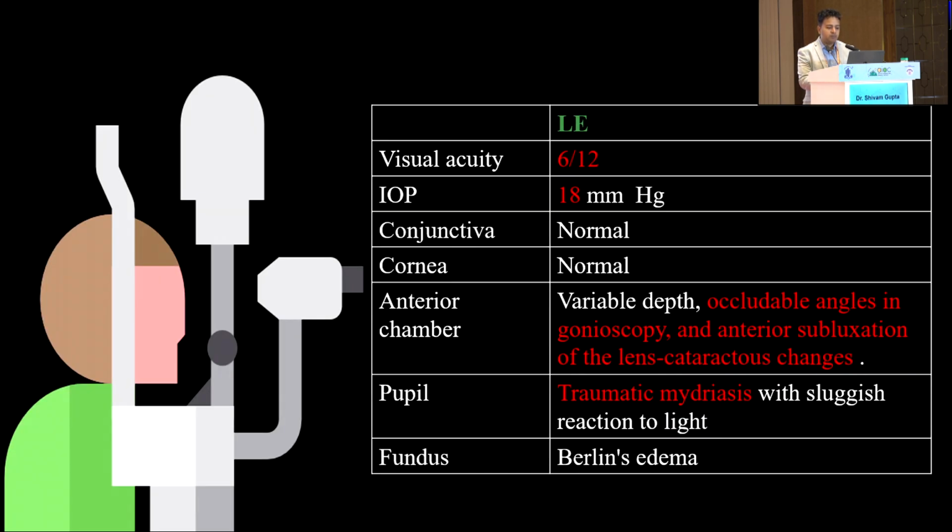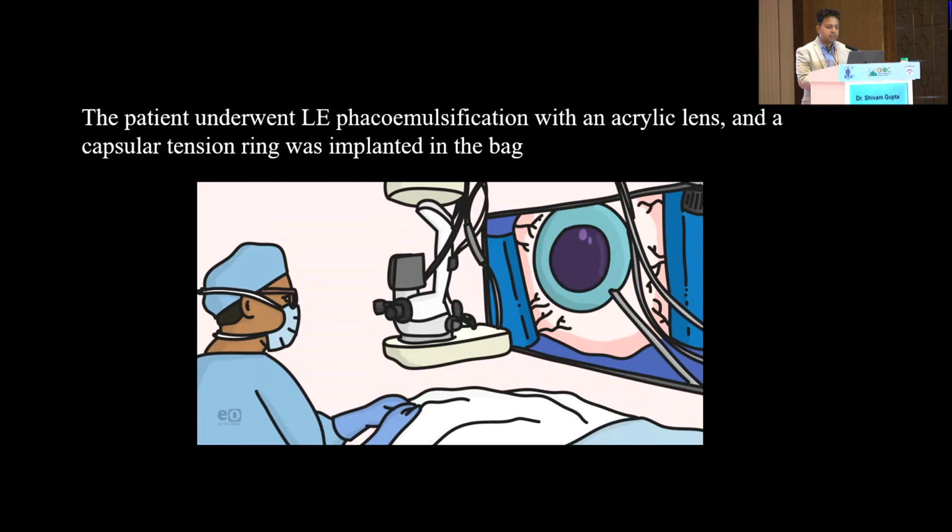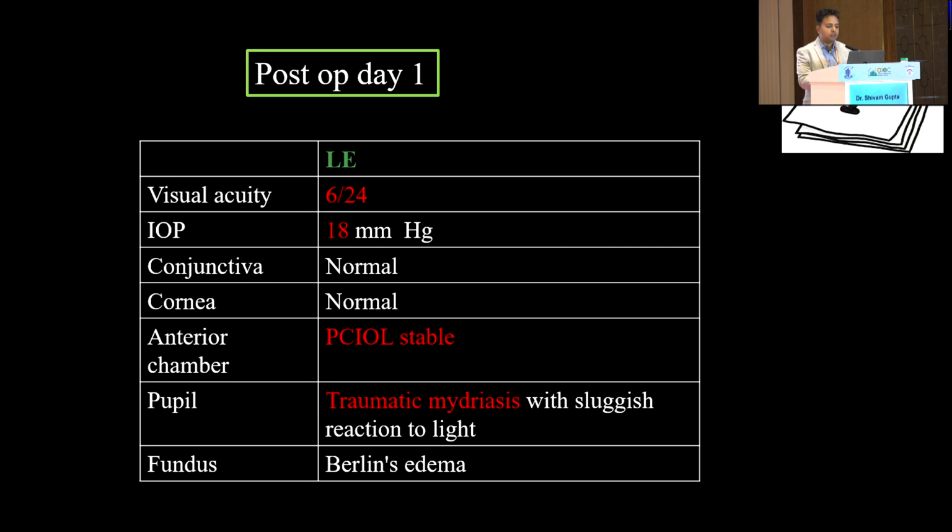Her vision was 6/12, intraocular pressure being 18. We did a gentle gonio, and we could see occludable angles in the gonioscopy and anterior subluxation of lens and cataractous changes. There was a traumatic mydriasis present. So patient underwent left eye phacoemulsification with acrylic lens, and a capsular tension ring was implanted in the bag. So post-op day 1 was uneventful, 6/24 vision, IOP 18, and PCIOL was stable.